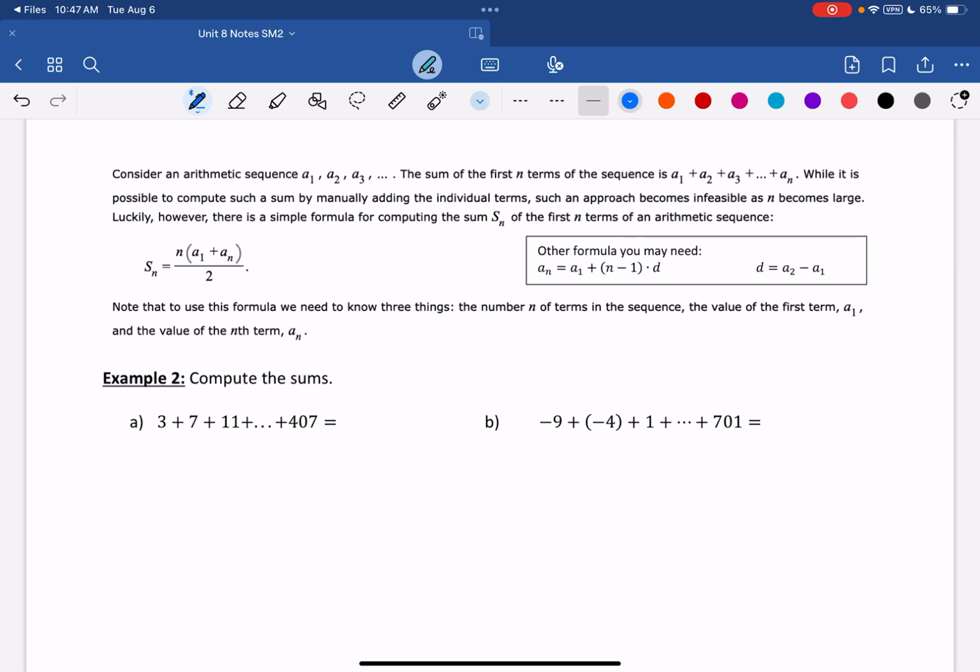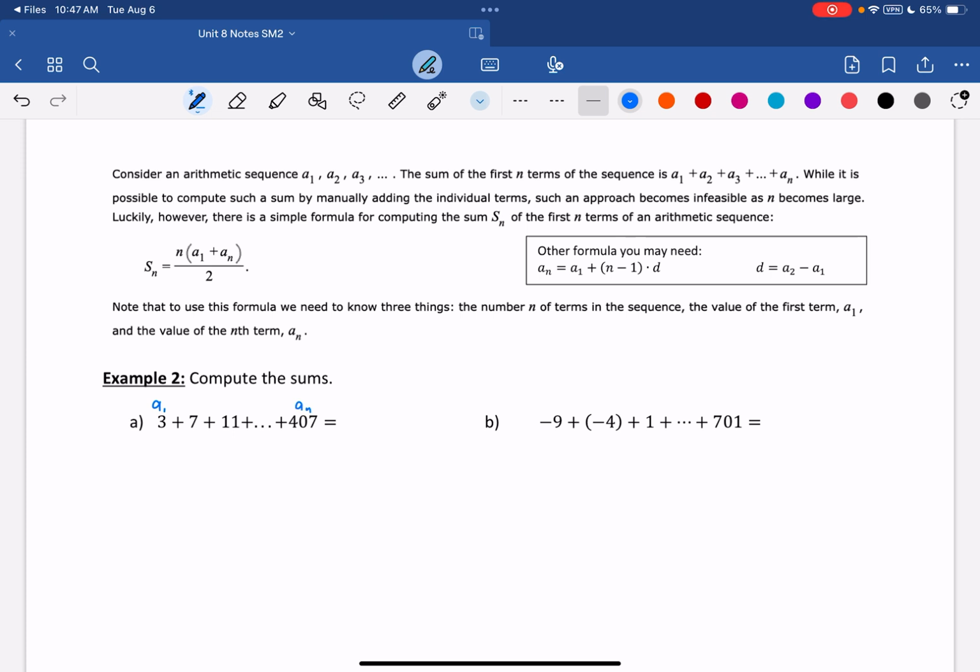Note that for this formula, we need to know 3 things. We need to know the number n, the number of terms in the sequence, the value of the first term of the sequence, and the value of the nth term in the sequence. So here we go. It says 3 plus 7 plus 11 plus ... plus 407 equals. It says compute the sum. The first one they give us is going to be our a sub 1. The last one that they give us is our a sub n.